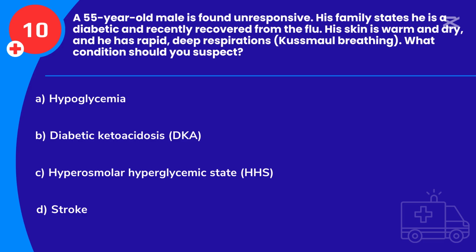Question 10. A 55-year-old male is found unresponsive. His family states he is a diabetic and recently recovered from the flu. His skin is warm and dry, and he has rapid, deep respirations, Kussmaul breathing. What condition should you suspect? A. Hypoglycemia. B. Diabetic ketoacidosis, DKA. C. Hyperosmolar hyperglycemic state, HHS. D. Stroke.